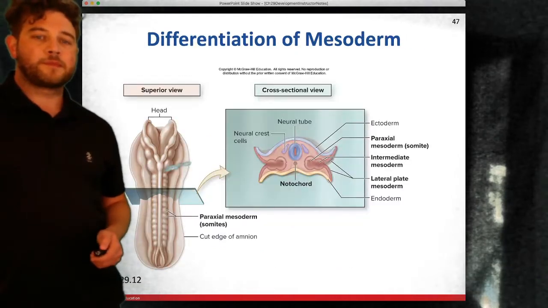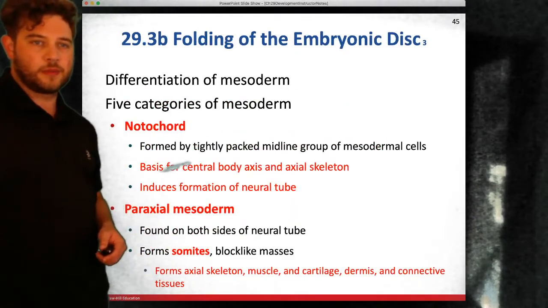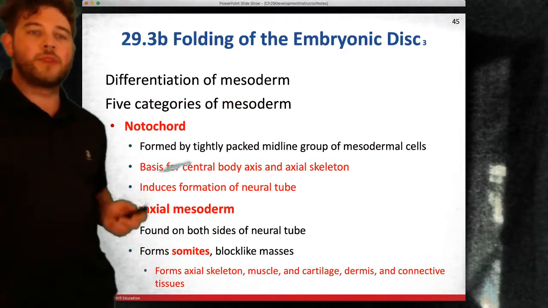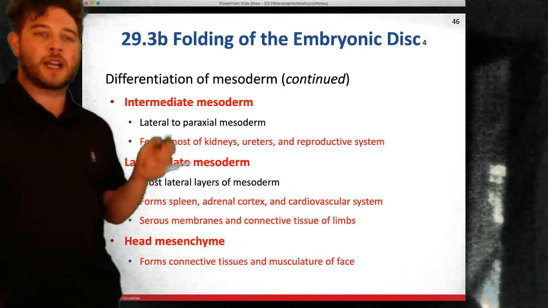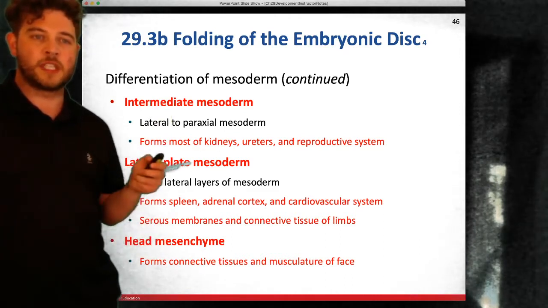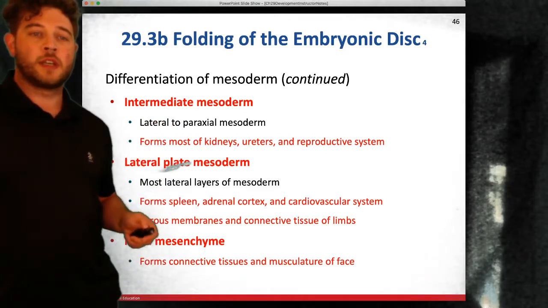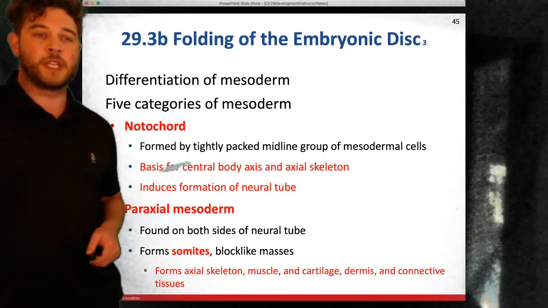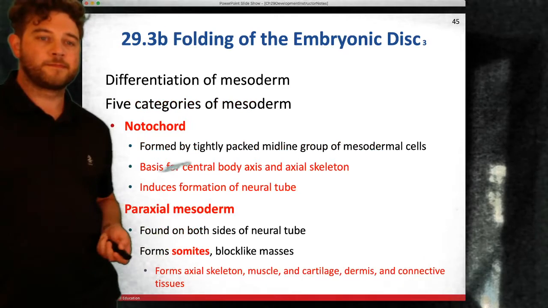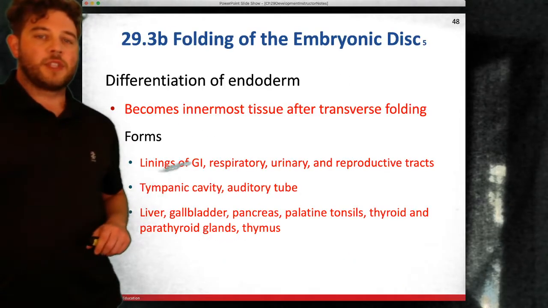I'm not going to ask you to know the names. Whether or not I ask you them specifically is yet to be seen. I probably won't ask you for these specific names, but you should know the different structures that the mesoderm is forming. That's just differentiation of it.